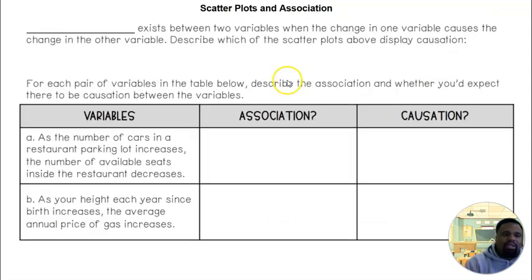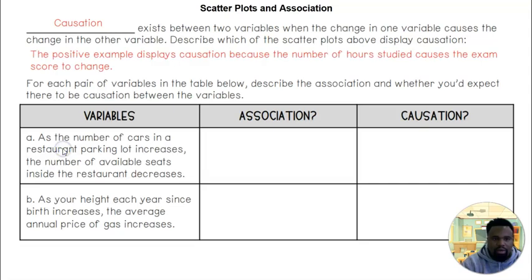All right, so causation, we're trying to see if one variable has an effect on the other variable. And so you just want to look at what are the two variables that you're comparing. Does it have an effect on one another? So let's take a look. The positive example shows causation because the number of hours studied causes the exam score to change. So that's an example, right? The more hours that I study, the more prepared I am, and the chances of me making a higher score on my exam increases.